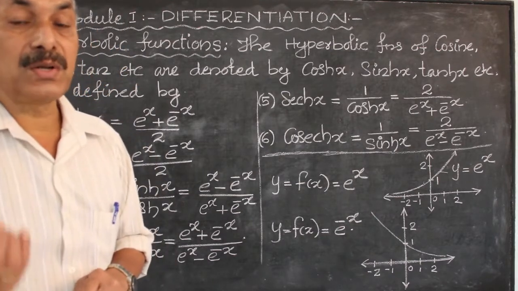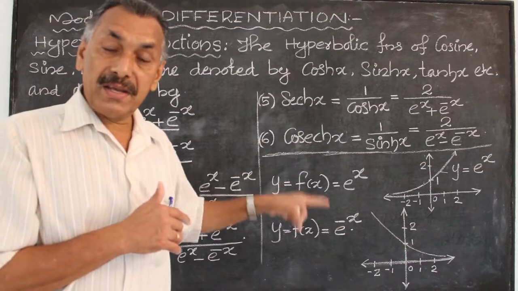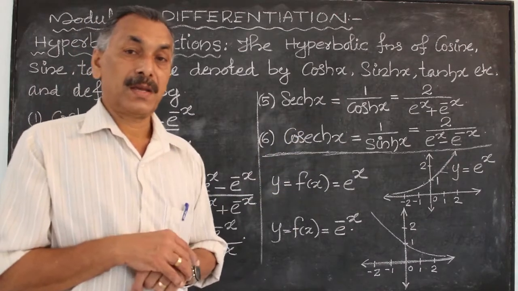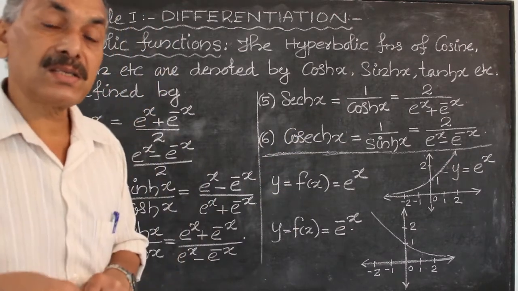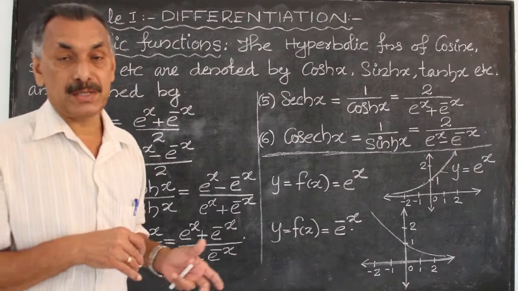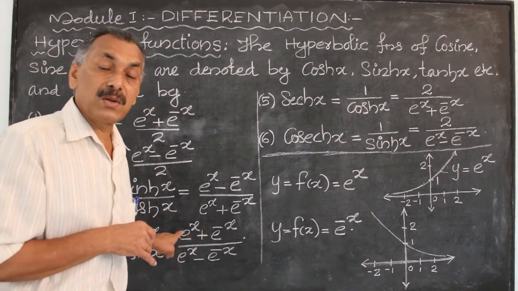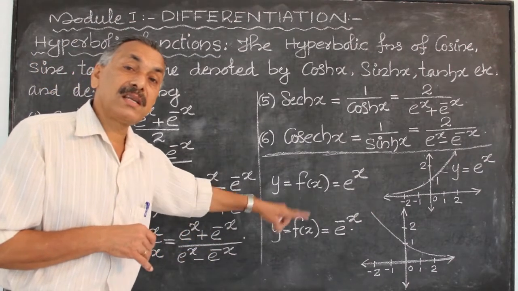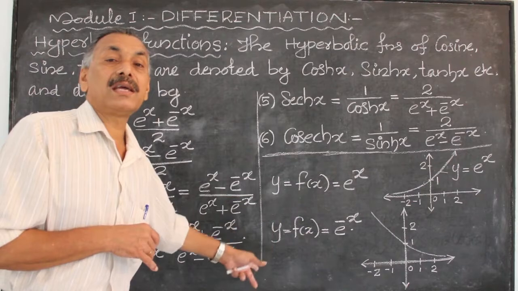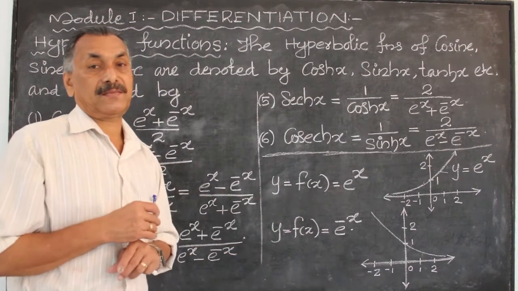Sin hx is equal to this value, e raised to x minus e raised to minus x by 2. Cos hx is equal to e raised to x plus e raised to minus x divided by 2. Tan hx is equal to e raised to x minus e raised to minus x divided by e raised to x plus e raised to minus x.